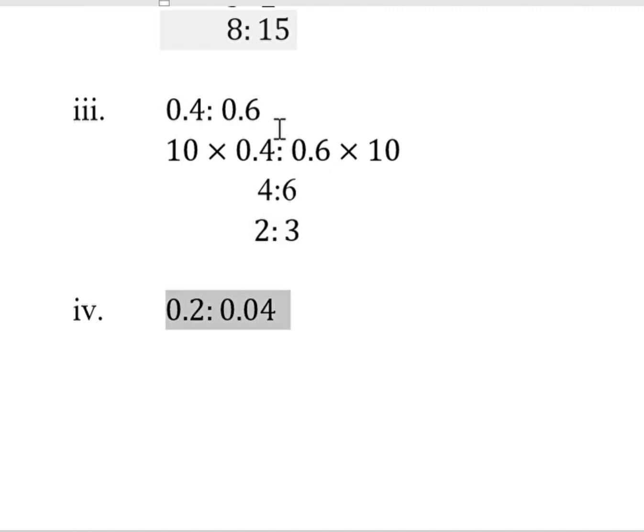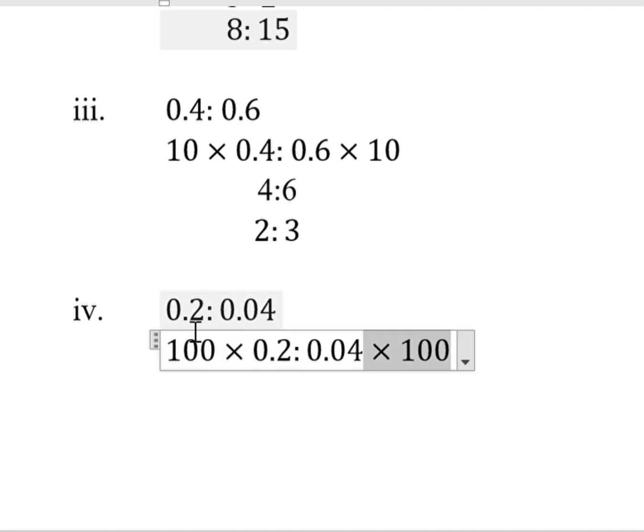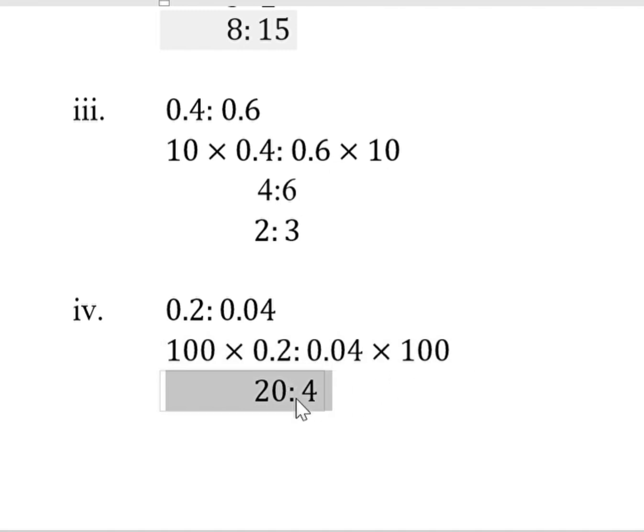The fourth one is 0.2 to ratio 0.4. Now for this one, you realize for us to change these two numbers, we multiply by 100. If we multiply by 10, this will not change to whole numbers. So we multiply by 100 on both sides. So that will look like this. 100 times this gives us 20 to ratio. This times this gives us 4.